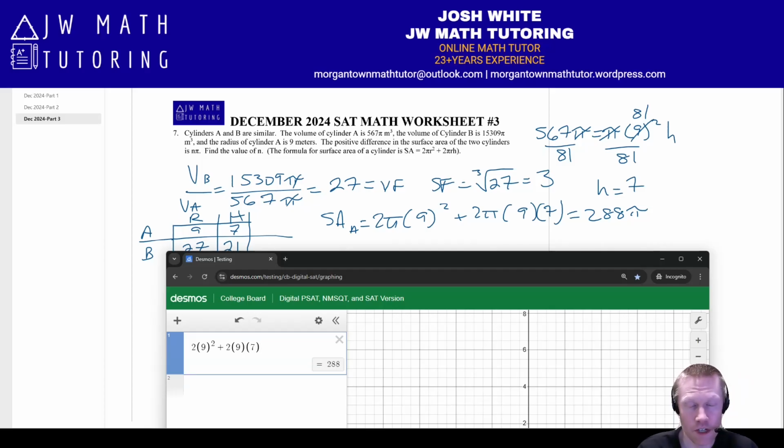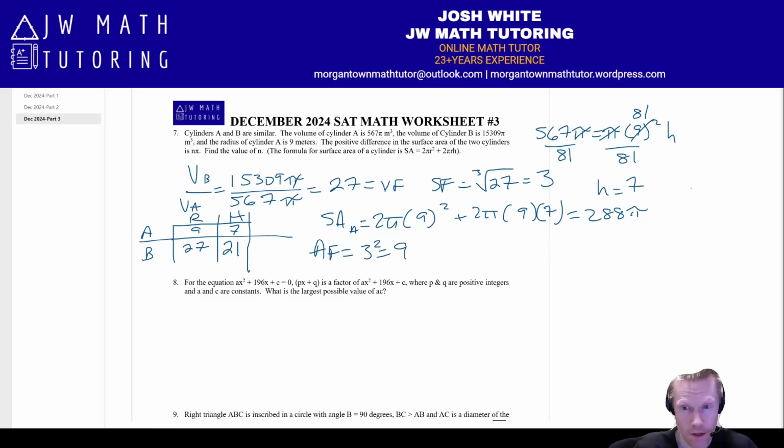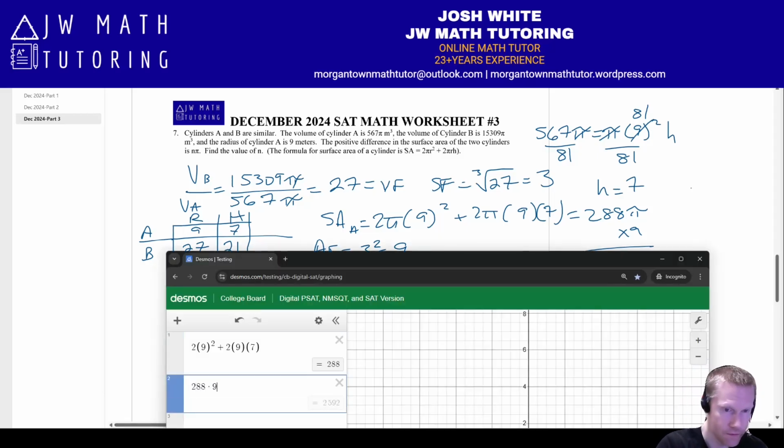Now, you technically don't actually need to calculate the surface area of B. You actually don't even need to figure out the height of B either. A little shortcut that you can use to save time is that the area factor, which is related to the volume factor and the scale factor, is just the square of the scale factor. So the scale factor is 3, therefore the area factor is going to be 9. So I can just tell you that the surface area of cylinder B is going to be 288 times 9, which is 2592 pi.